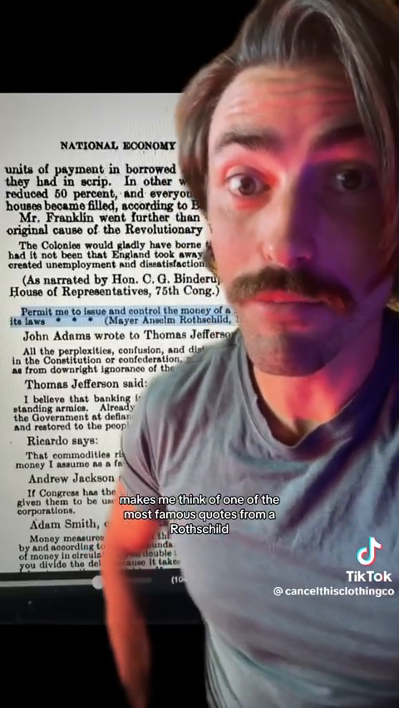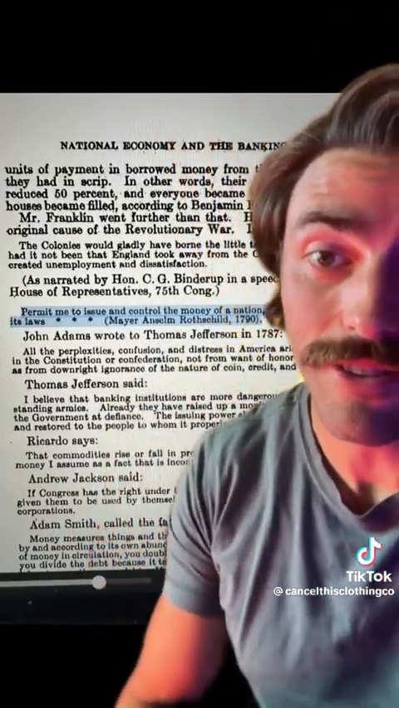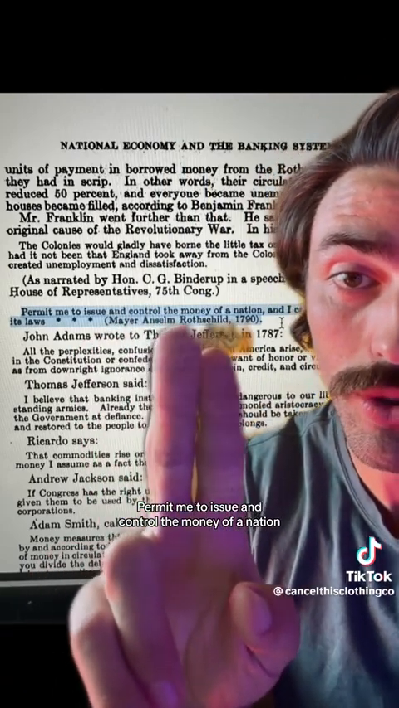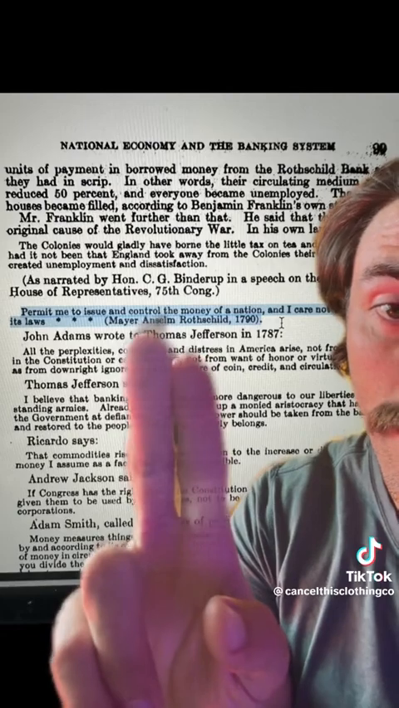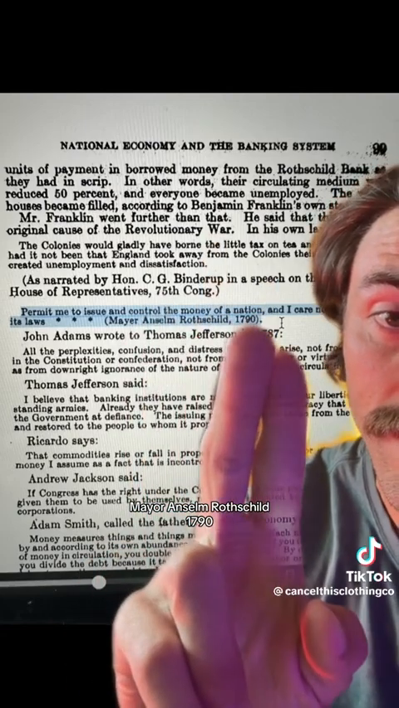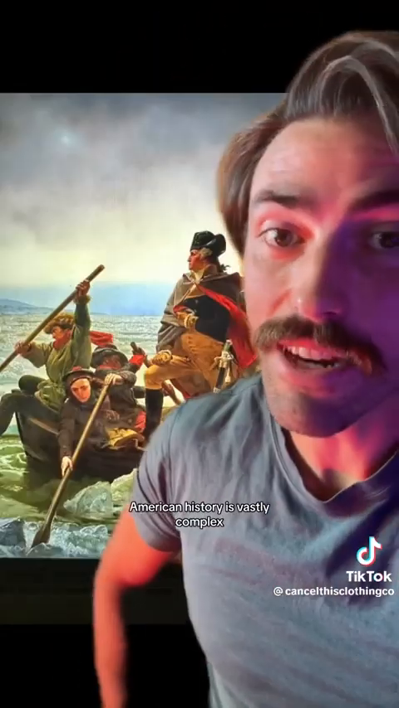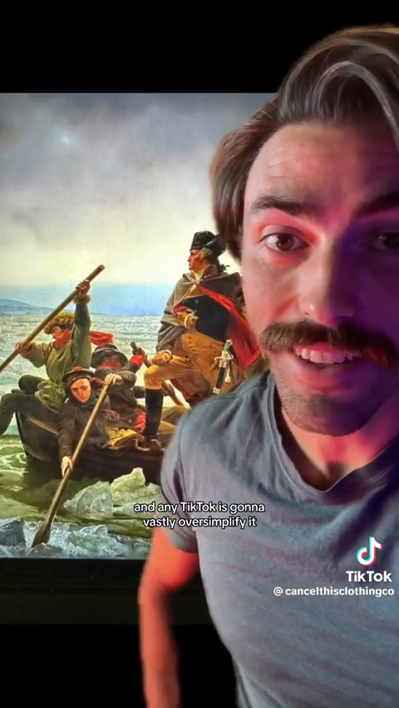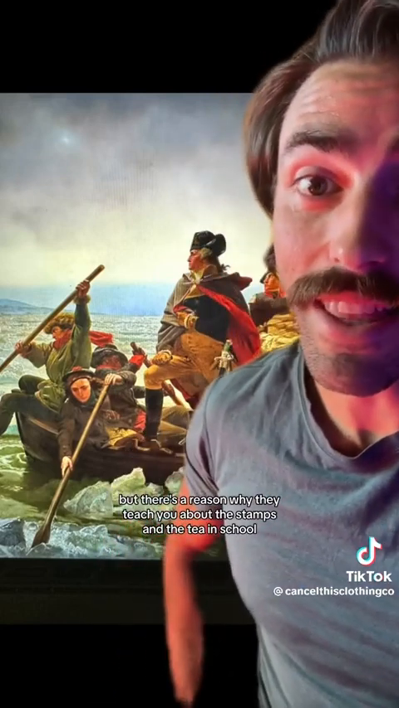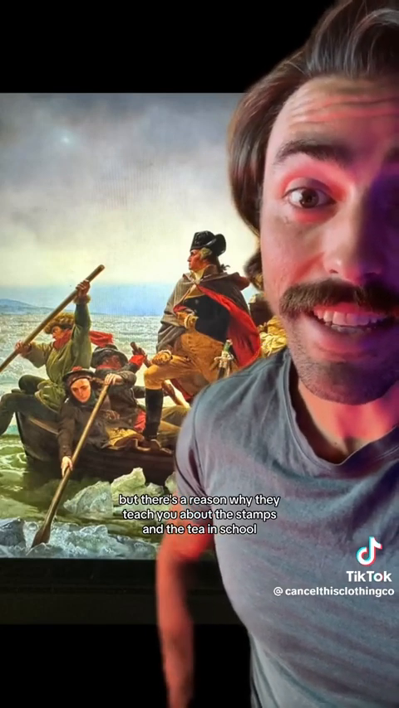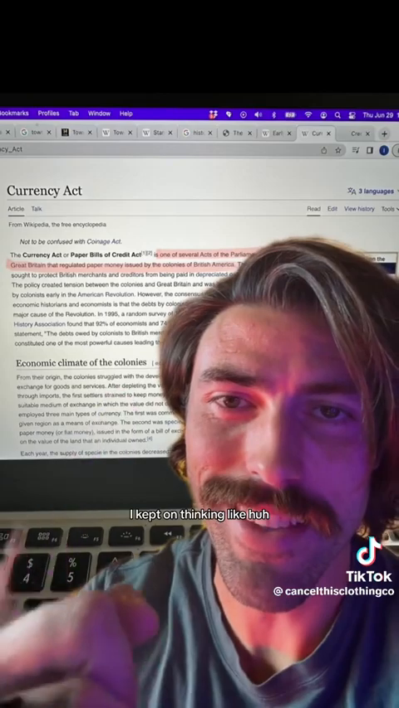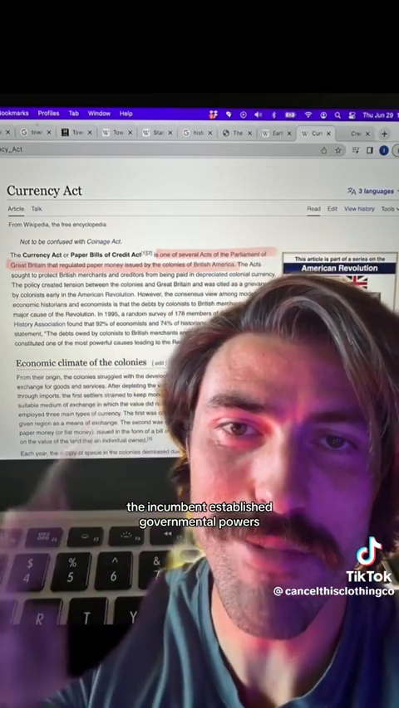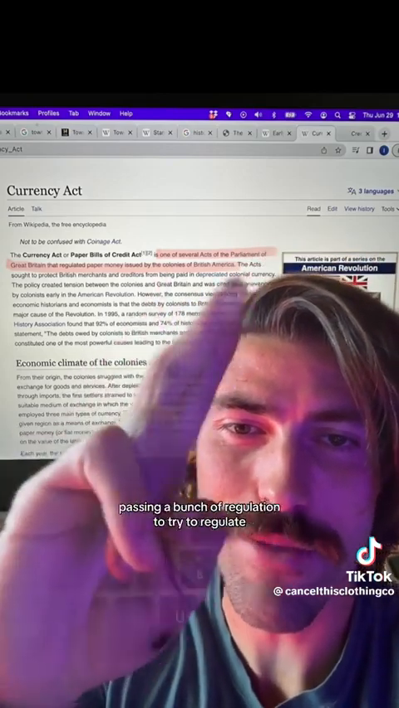It makes me think of one of the most famous quotes from a Rothschild. "Permit me to issue and control the money of a nation, and I care not who makes its laws." Mayer Anselm Rothschild, 1790. American history is vastly complex, and any TikTok is going to vastly oversimplify it. But there's a reason why they teach you about the stamps and the tea in school and not about the money.